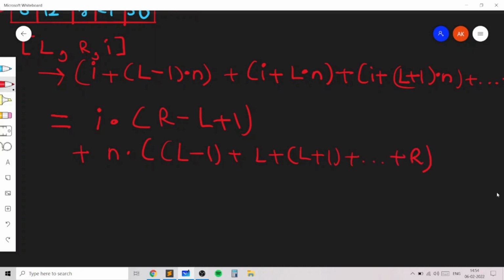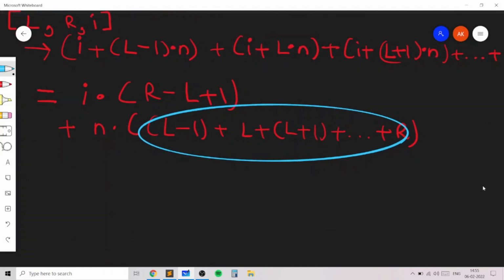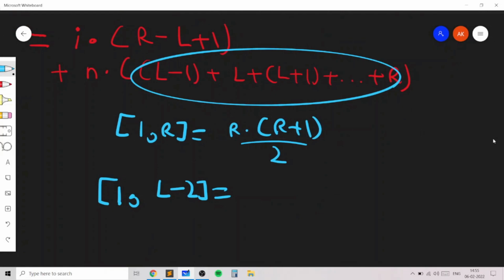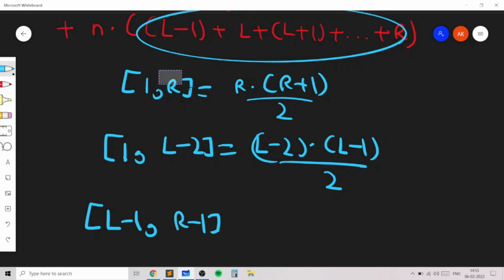And now in order to simplify this number, we can use the simple fact that the sum of elements in the range L to R, in increasing order, is the sum of an arithmetic progression, or you could just use the fact that the sum of the numbers in the range 1 to R is given by R into R plus 1 by 2, and the sum of the elements in the range 1 to L minus 2 is given by L minus 2 into L minus 1 by 2, and that's why the sum of the numbers in the range L minus 1 to R minus 1. So over here you need to take R minus 1 into account.